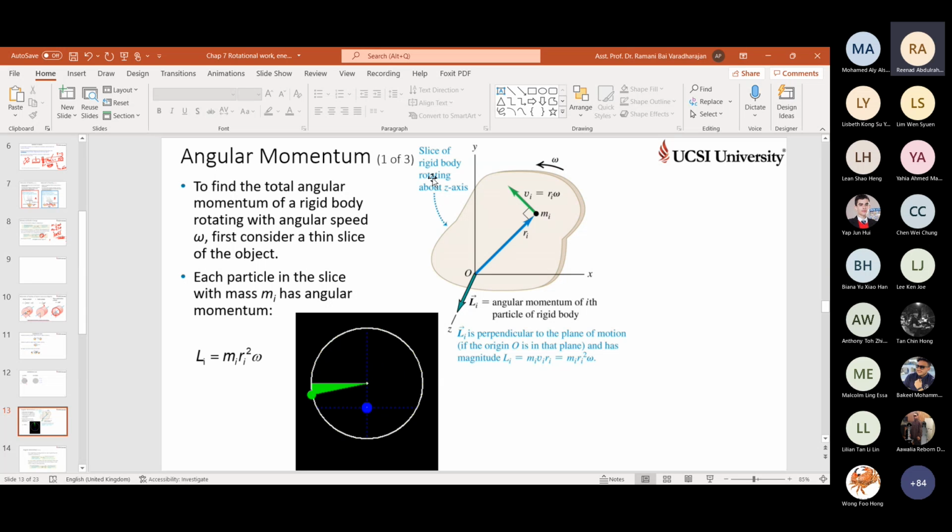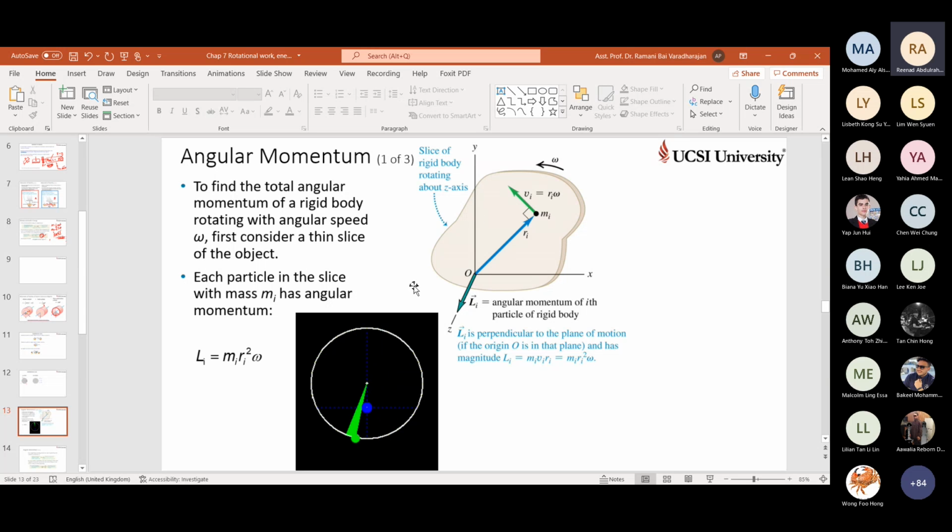Angular momentum. To find the total momentum of a rigid body rotating with angular speed omega, first consider a thin slice of the object. This is a thin slice of the object which is rotating. Take this example: a slice of an object, maybe imagine a circle. It is rotating about this y-axis at a radius r. Consider a small mass mi on the object at a radius r, which is rotating with angular velocity omega and linear velocity v about this axis.